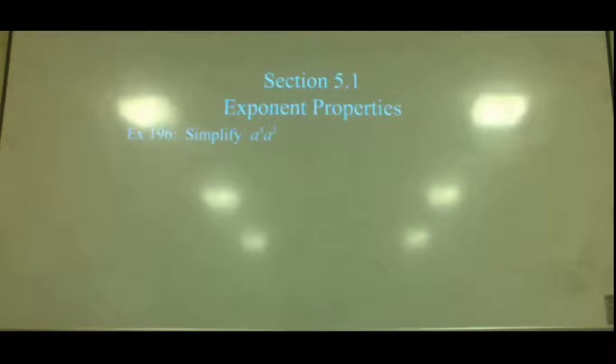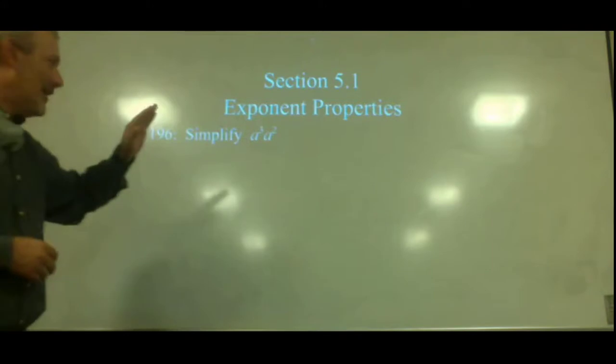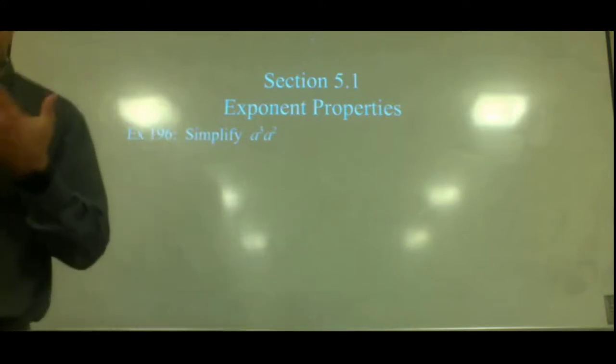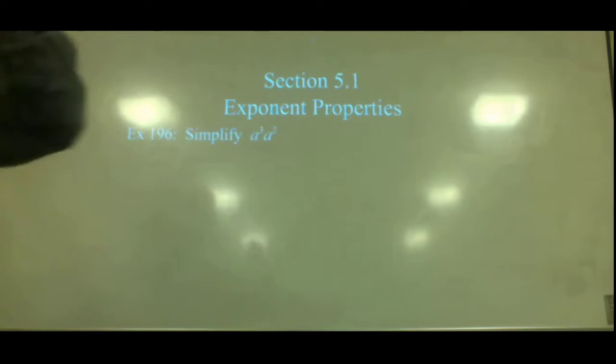We're going to start out with an example. We're talking about exponents now. Do you guys remember what exponents actually mean? It's been a while, I'm sure. Okay, so exponents mean that you're multiplying something over and over again.